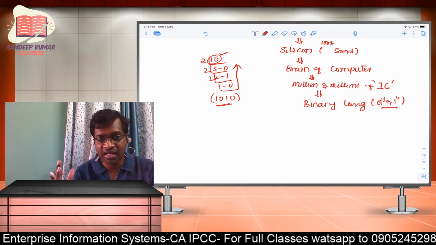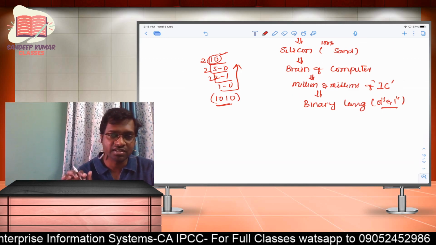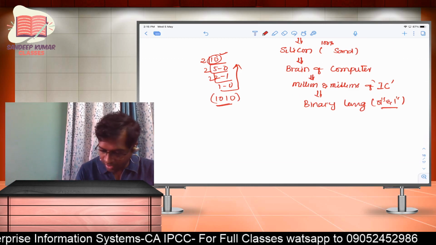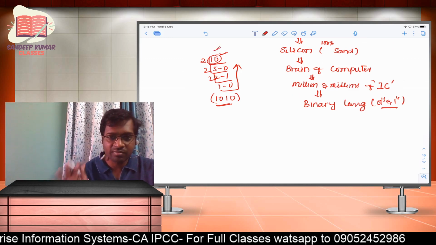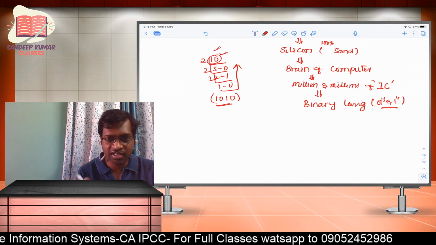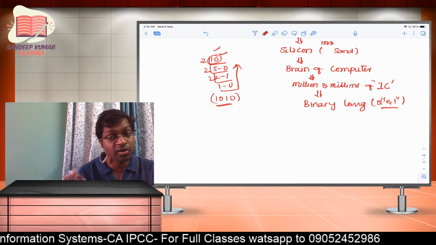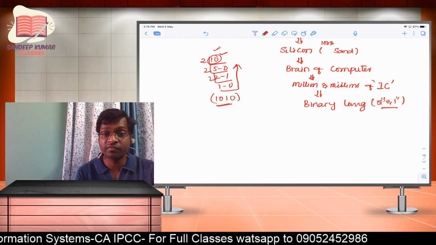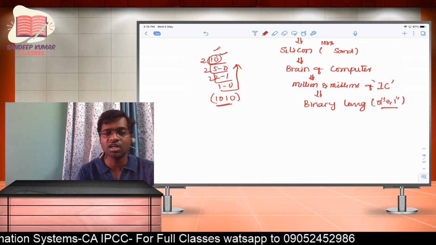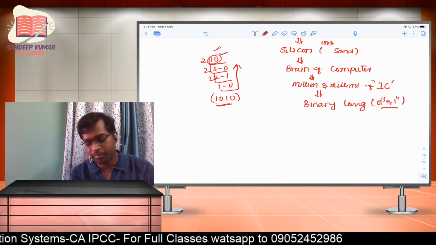What is a binary language? Any combination of zeros and ones is called binary language. Even images are converted into binary. Letters are converted into binary. Numbers are also converted into a combination of ones and zeros. Everything is converted into binary format.